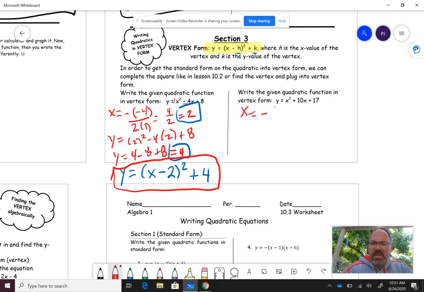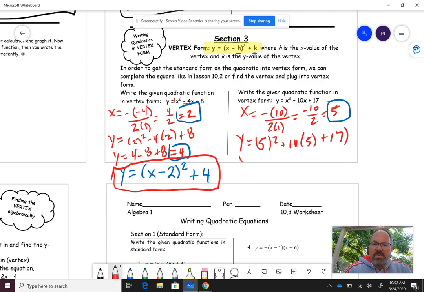x is equal to negative b, that's negative 10, over 2 times a, which is 1. That's negative 10 over 2, which is negative 5. So there's my x value of my vertex. My y value, plug that back in. 5 squared plus 10 times 5 plus 17. My y value is going to be 25 plus 50 plus 17 equals 92. Big value, huh?